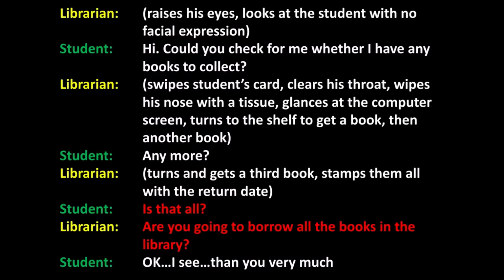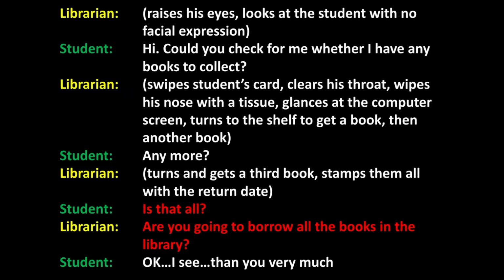Whenever a maxim is flouted, there must be an implicature to save the utterance from simply appearing to be a faulty contribution to a conversation. Let's look at the following extract. We can see the exchange between the librarian and the student who is trying to collect books. He tries to confirm if he has any more books to retrieve. The librarian then asks if he was trying to borrow all the books in the library. Of course, given different contexts, we know that this is impossible.